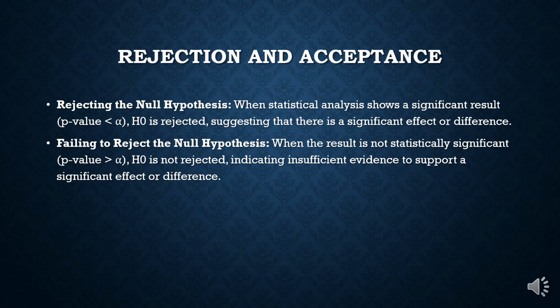And failing to reject the null hypothesis. When the result is not statistically significant, that is when the p-value is more than alpha, then the null hypothesis is not rejected, indicating insufficient evidence to support a significant effect or difference.